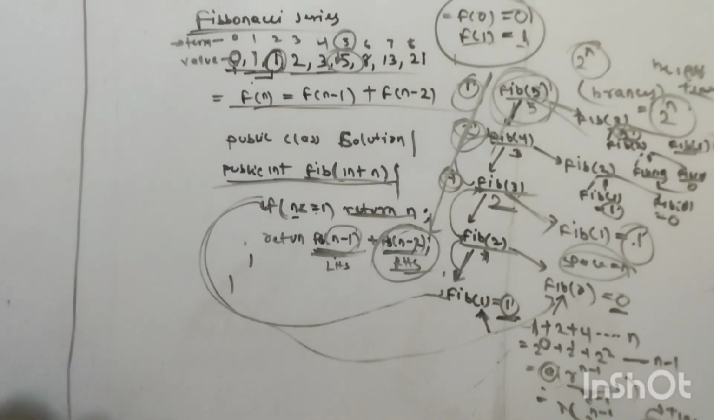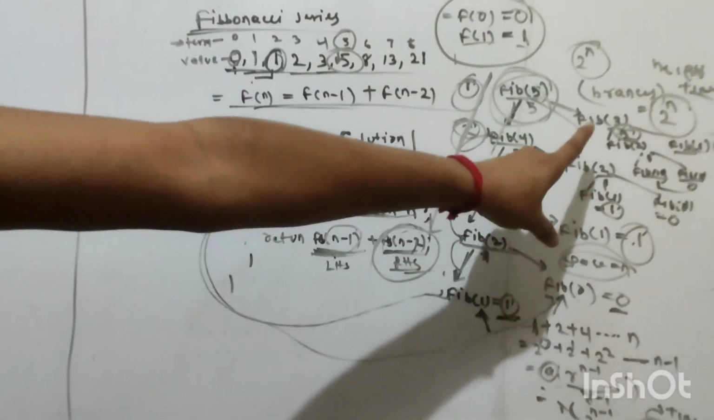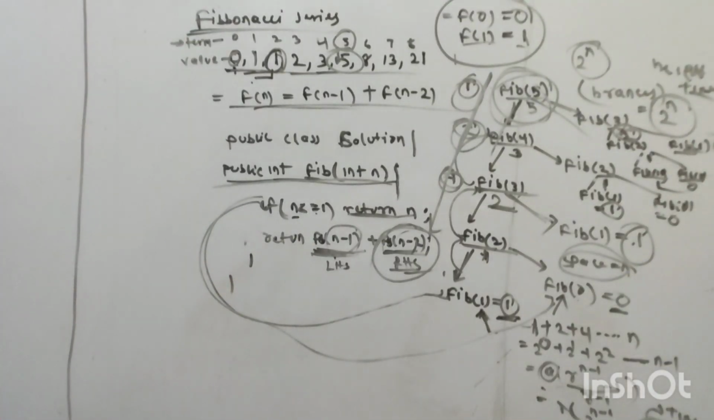Right, here I already calculated the time complexity. How the time complexity and the space complexity will be determined, I'll show you. Basically, I already made that one, but it is not clear. So I'll show you.